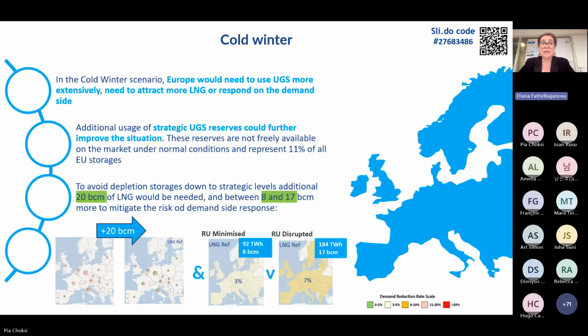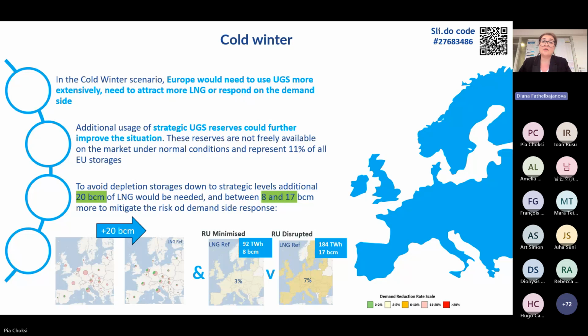So in the cold winter case, Europe would need to use UGS more extensively. We would also need to bring in more LNG or rely on demand side response. We also see that using the strategic resource could further improve the situation.